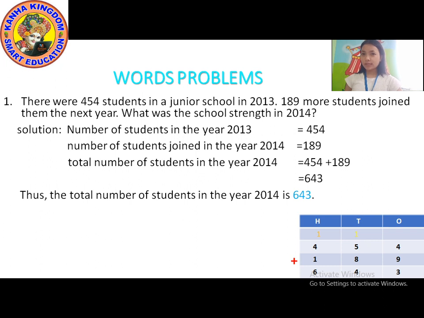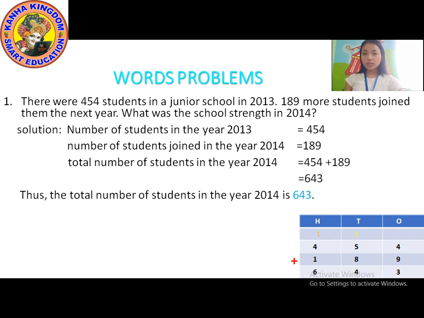In 2013, there were 454, and in the year 2014, how many students joined that school? 189, right? So what is the question? The question is: what was the school strength in 2014? You have to find out the school strength. That means you have to find out how many students are there in the year 2014.